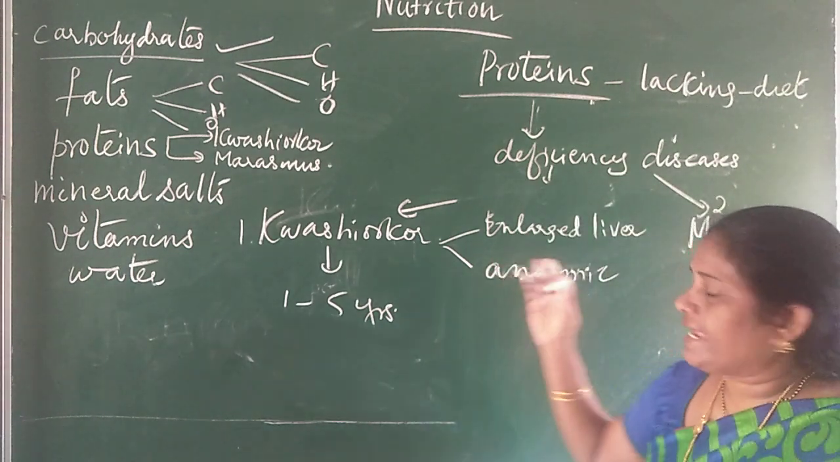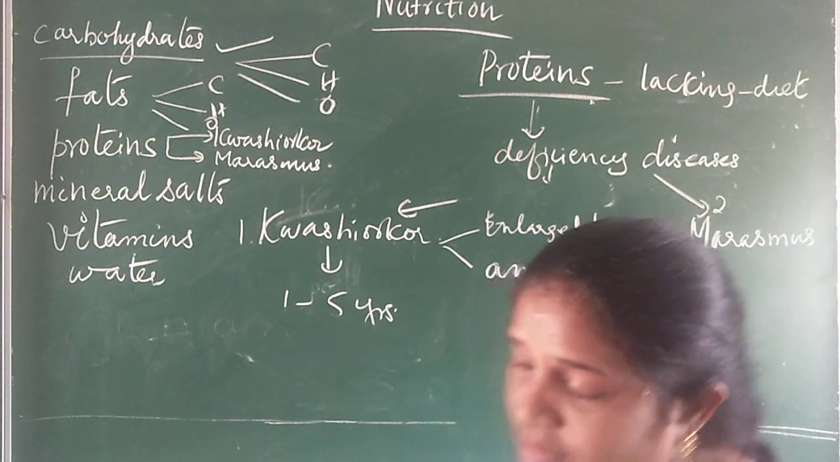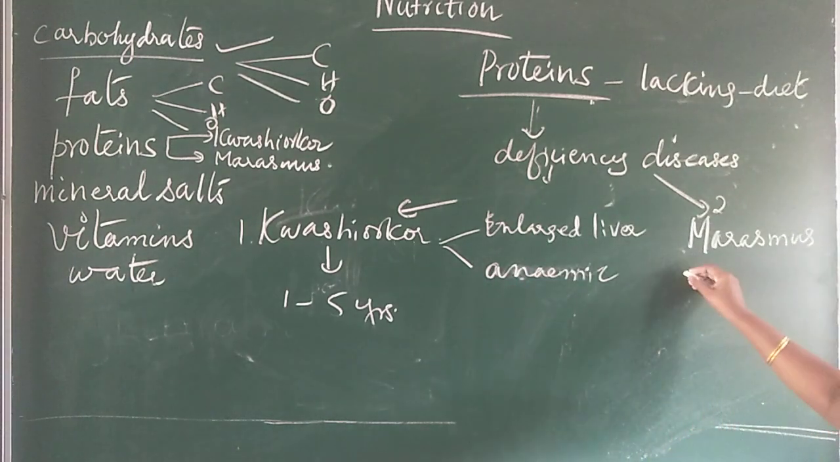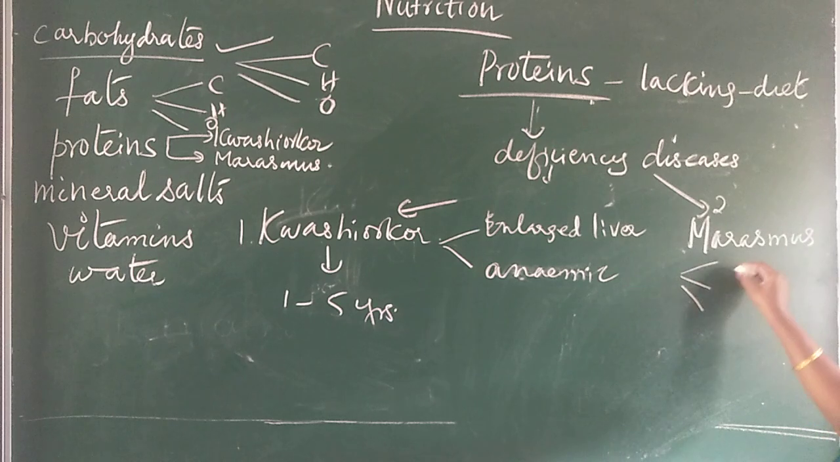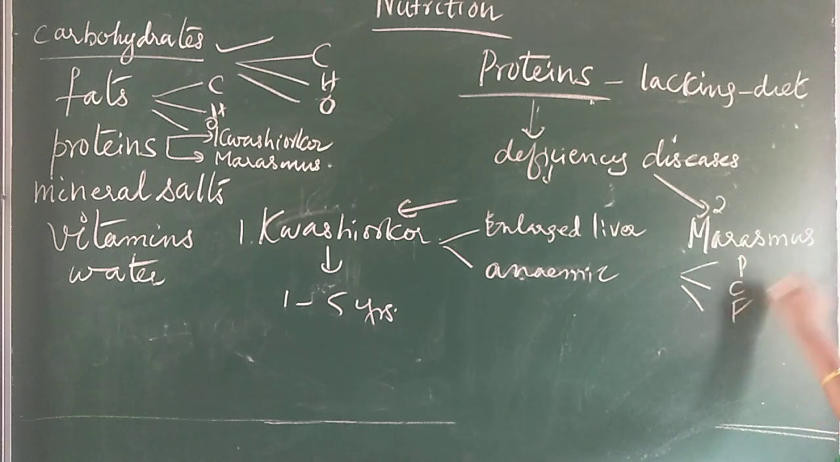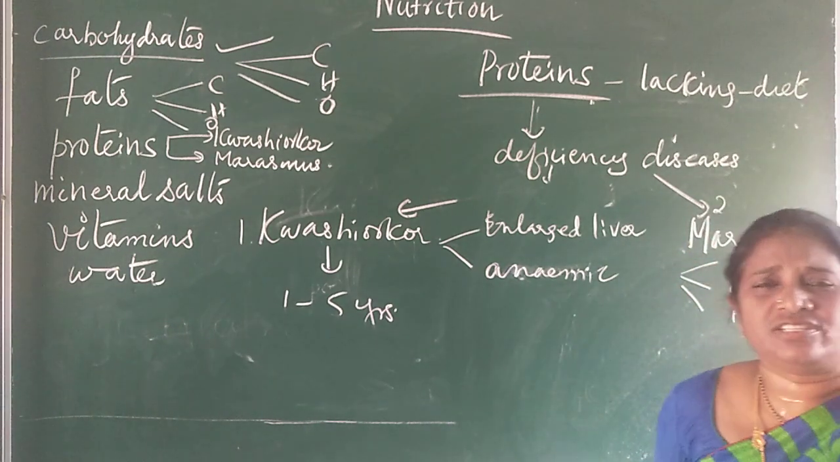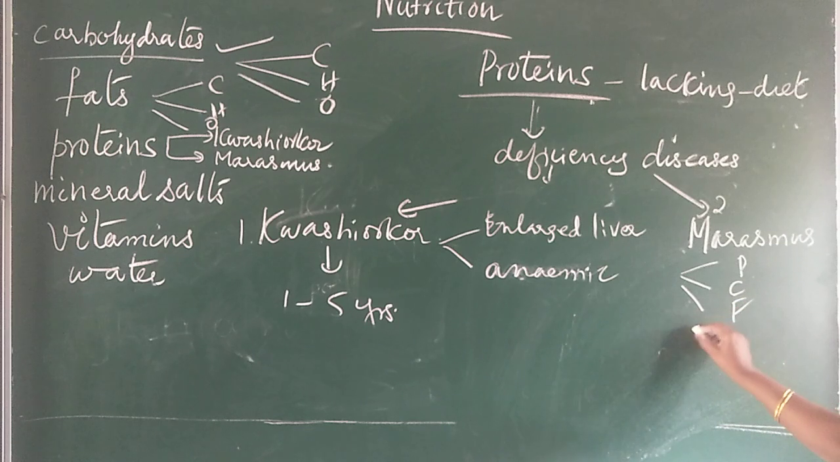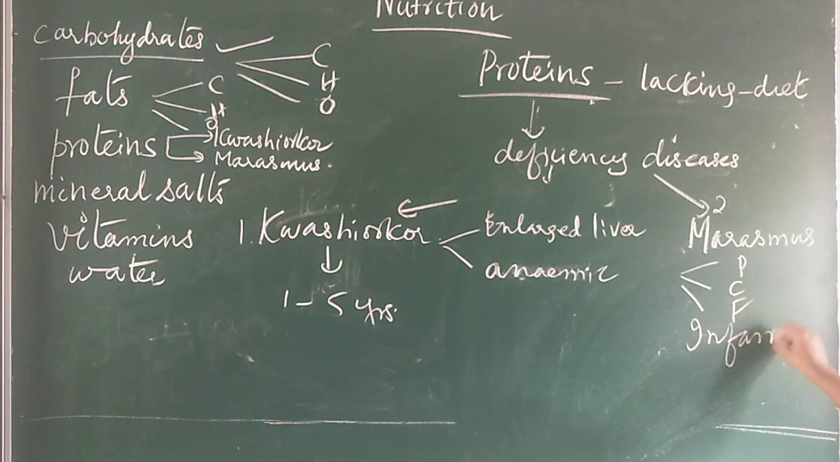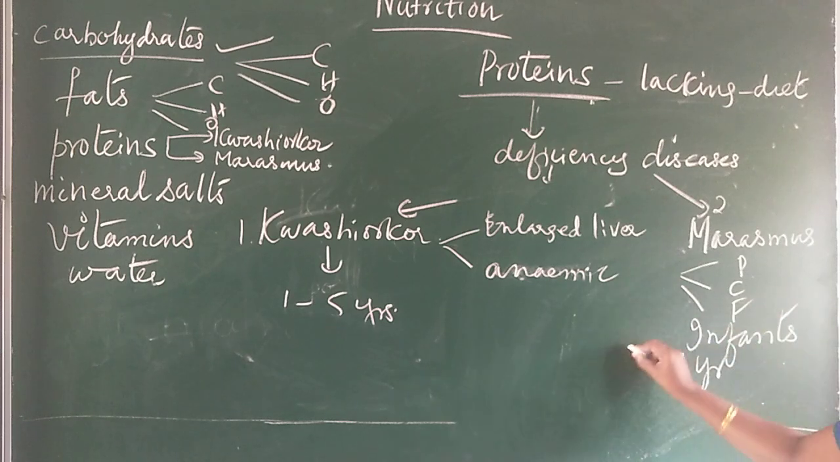Now coming to the second disease, marasmus. It is caused due to the deficiency of all the three nutrients: proteins, carbohydrates and fats. And it is seen at a very early stage. Marasmus is found in infants below the age of 1 year.